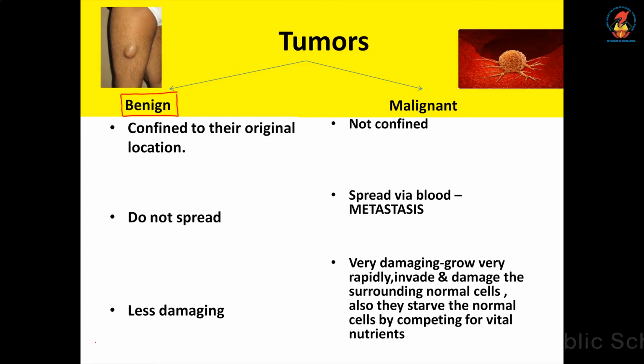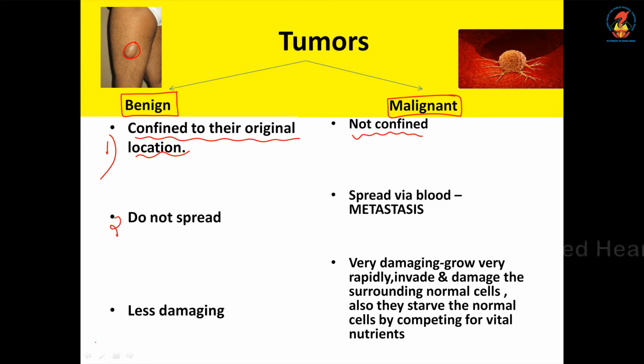Tumors are divided into 2 types, benign tumors and malignant tumors. Now, let us analyze the difference between benign tumors and malignant tumors. Benign tumors are confined to their original location. See, I have shown you a benign tumor in the thigh region. It is confined to that particular location, it does not spread. Whereas, malignant tumors are not confined, they spread. Second point I already highlighted: benign tumors are localized and they do not spread, whereas malignant tumors spread.